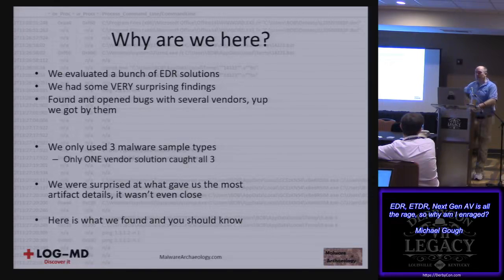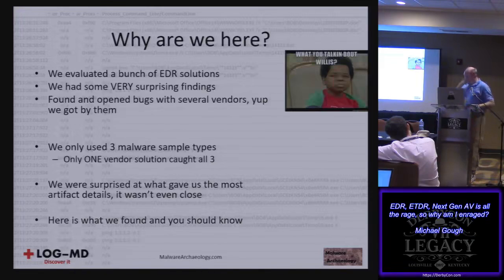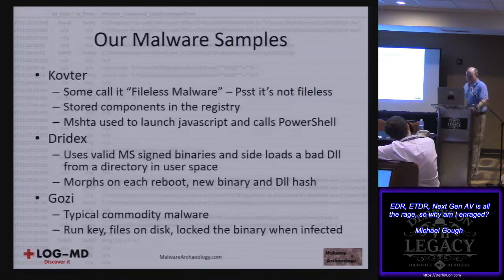Only one vendor out of about a dozen that we tested caught all 3, or blocked all 3. Just one vendor. We were surprised at what gave us the most artifacts. It wasn't even close. The artifacts are all the details you would need to remediate the thing on the box, right? That was one of our expectations, that the details would be in the EDR solution so we could remediate, because AV doesn't give you that information, neither does IPS. So here's what we found and what you should know.